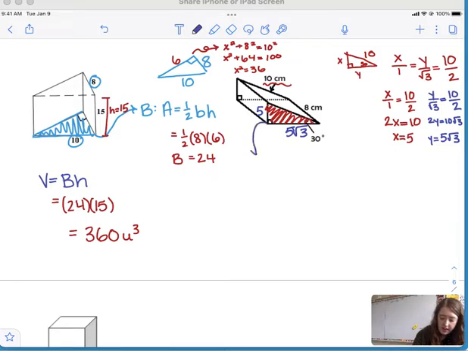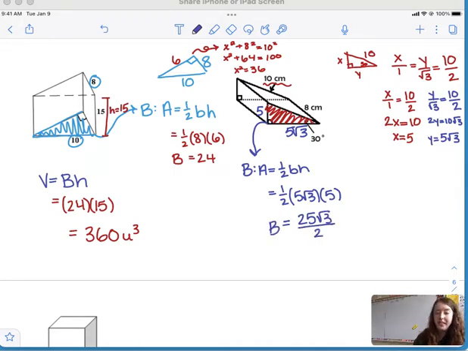So to find the area of our base, it's a triangle, so that's 1/2 base times height. So we'll take 1/2 times 5 square root 3 times 5. And when you put that into your calculator, you're going to get 25 square root 3 over 2 for the area of your base. I know it feels weird, but don't worry, you're right.